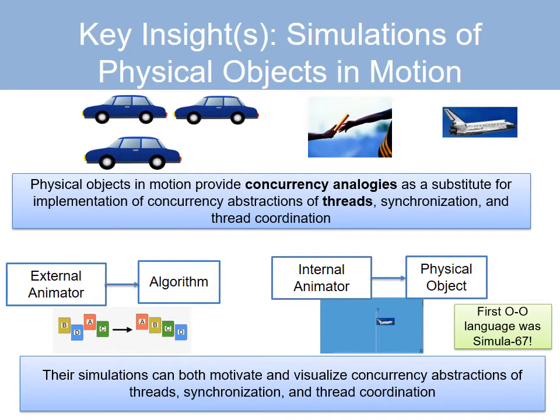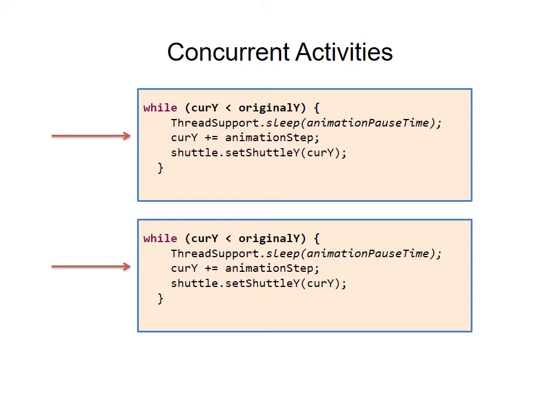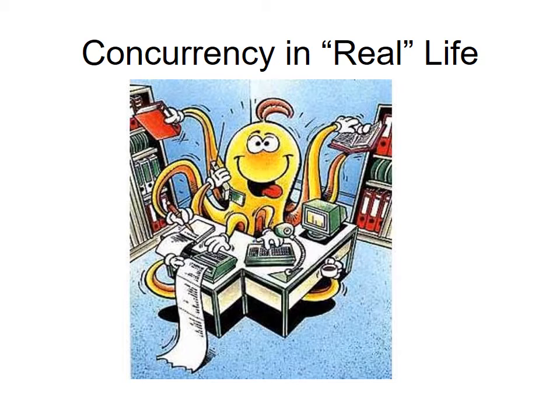So let me first expand on the first point: how do physical objects in motion give you analogies? I do tell students that when you have multiple threads, you have multiple stacks, and you have multiple program counters, and the counters can go independently. And the analogy here is, when my computer's overworked, I wish I had more processors. When I'm overworked, I wish I had more heads and more hands. So this is the analogy here.